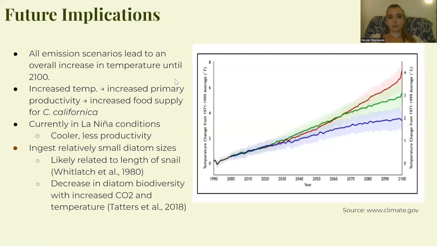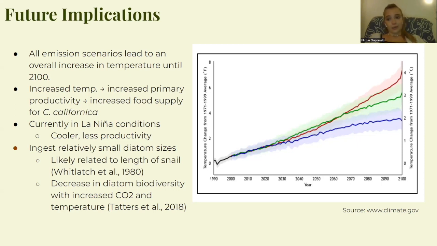So some future implications that our data has: we all know that our carbon emissions are expected to increase, and the increase of carbon emissions is going to cause an increase in temperature. This graph here was sourced from climate.gov on the right, and it shows the expected increase of temperature up to 2100. There are three different scenarios here, but basically what you need to understand about this graph is that no matter what scenario we pick, temperature is going to be increasing in the future. And we know that an increase in temperature leads to an increase in primary productivity, and an increase in primary productivity actually causes an increase of food supply for C. californica.